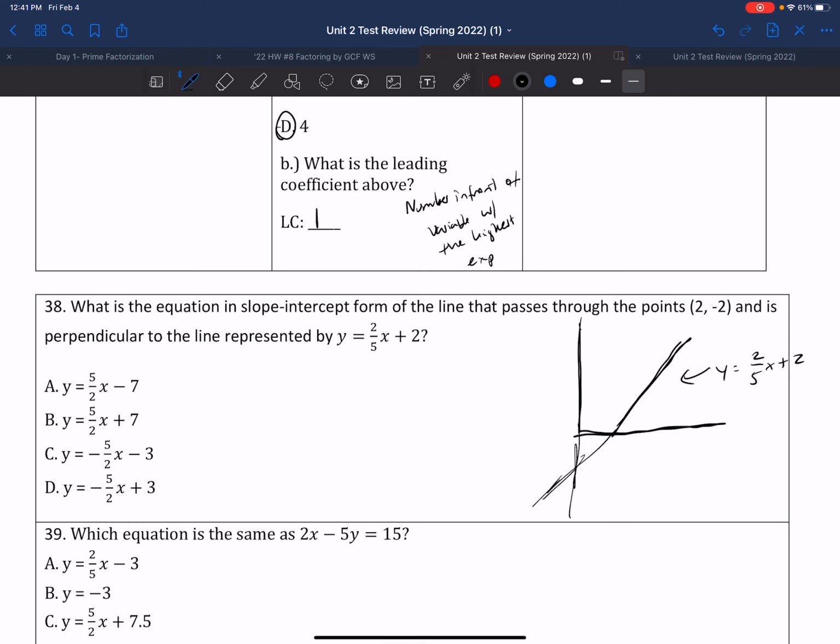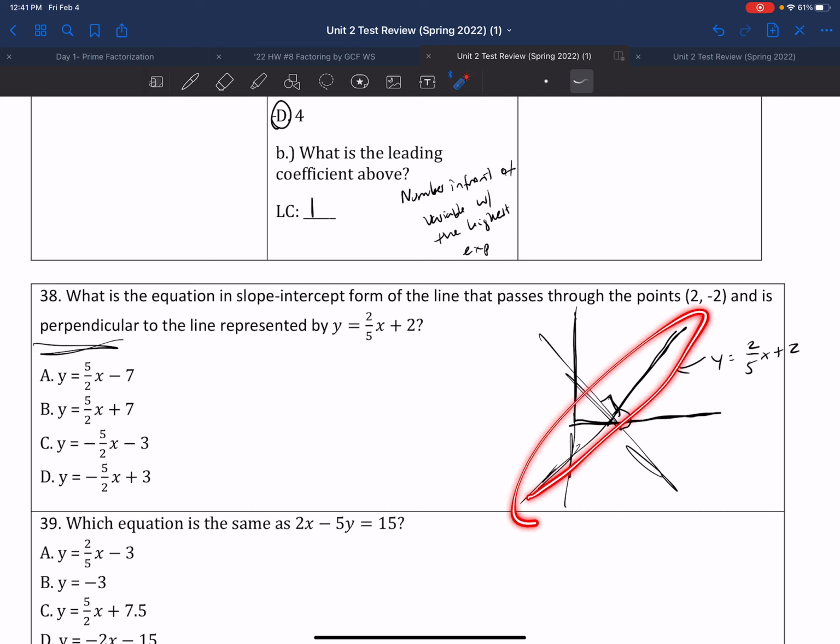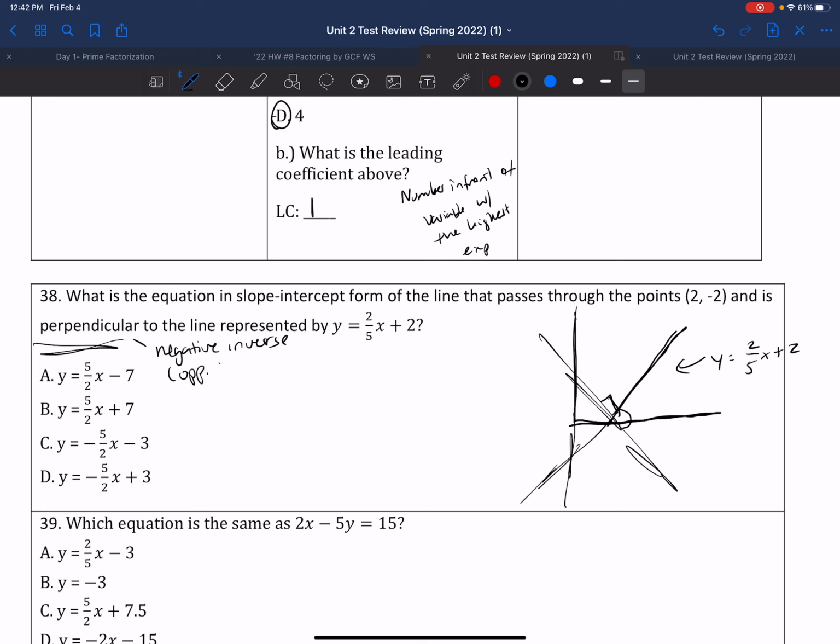There. And what I'm trying to do is find the perpendicular line. So something like this, okay? And it creates that 90-degree angle. So they give me this, but I'm trying to figure out what this is. That's my job. And it says it's perpendicular. And when I say perpendicular, I'm saying negative inverse, meaning opposite sign, flip the fraction.